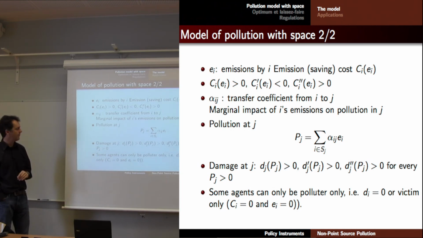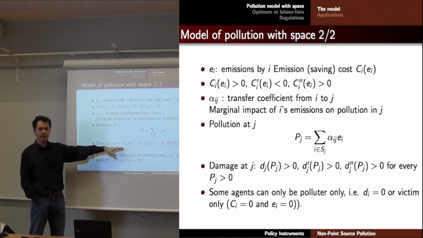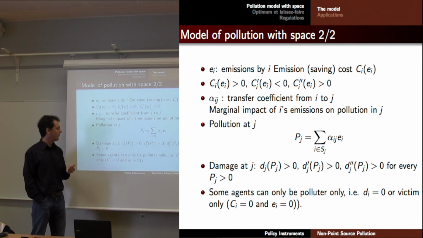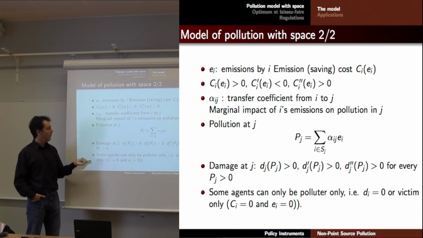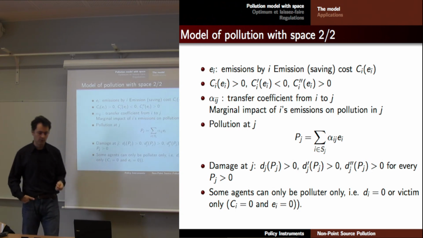I will provide a couple of examples. So this is linear, but when it comes to damages, this is convex, meaning the marginal impact of pollution concentration increases with the level of pollution. Could be in terms of concentration or absolute level. And you can have a general model in which some agents can be polluter only or victim only, in which case the damage or the costs are zero.